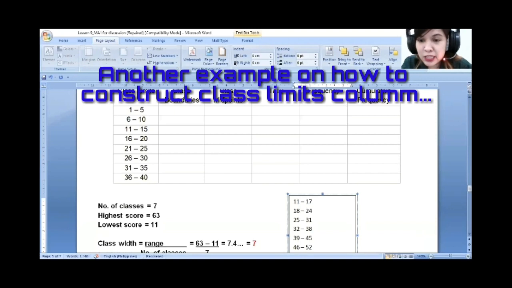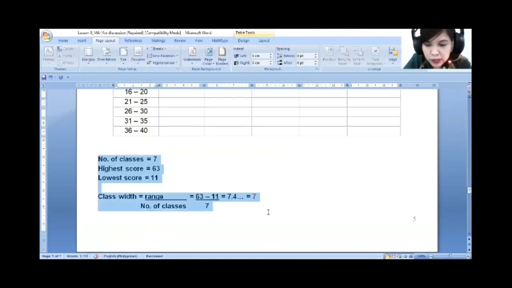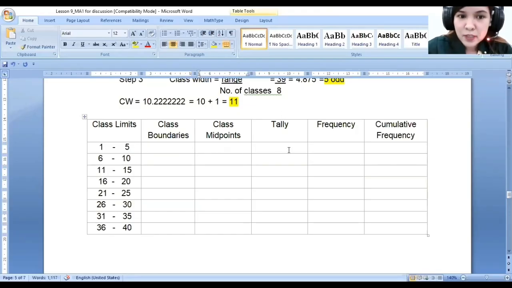Kung makikita nyo dito sa table ko, 40 yung highest score. Nagkataon yung 40 yung last range. Wrong. Hindi ganun yun. Tuloy natin yung table natin. Anong susunod kong i-compute dito? So, i-compute ko dito, kailangan kong magtali.